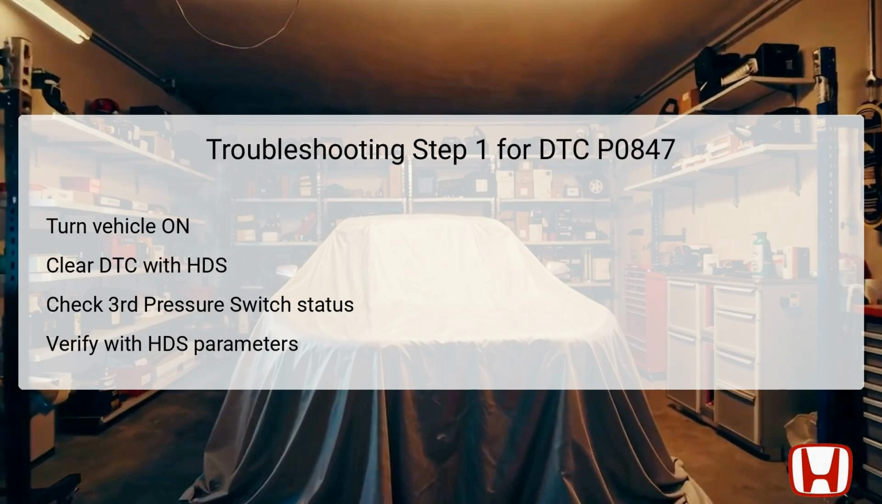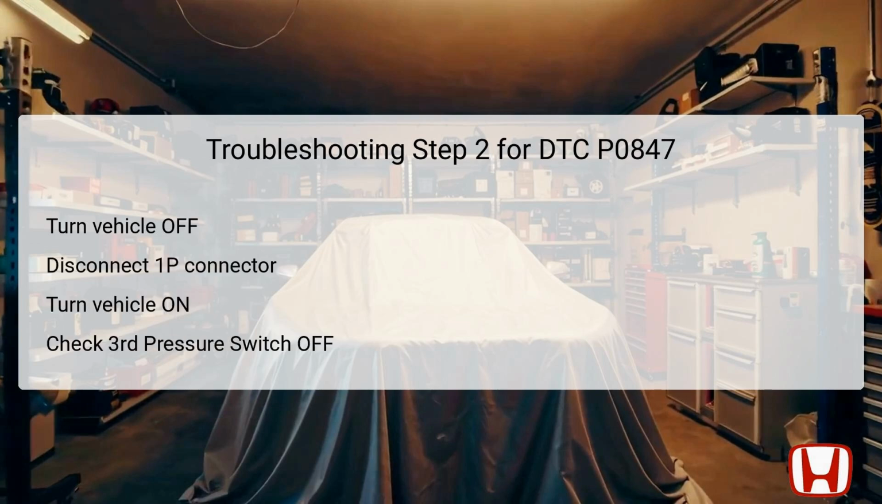Following this, check the status of the third pressure switch using HDS. It should show whether the switch is reporting on or off based on fluid pressure conditions. The threshold values provided by the HDS should be compared to current readings. If they match the expected parameters, it indicates that the failure is present and duplicated, leading to the next step in troubleshooting. If they do not match, it suggests an intermittent issue, and you should check for any loose connections or terminal issues causing a disruption in signal integrity.